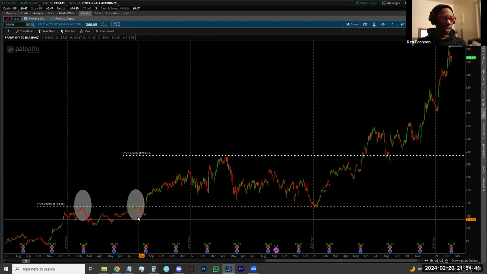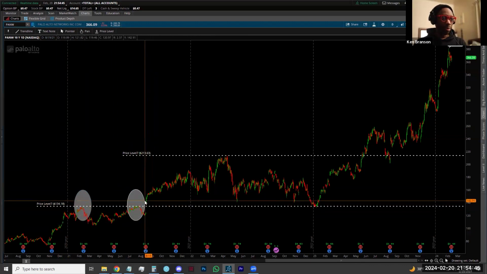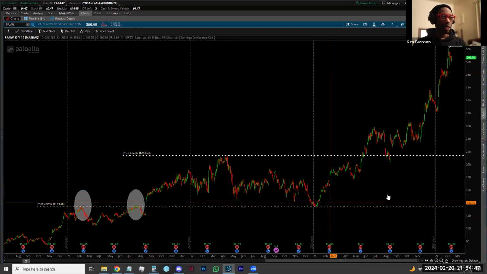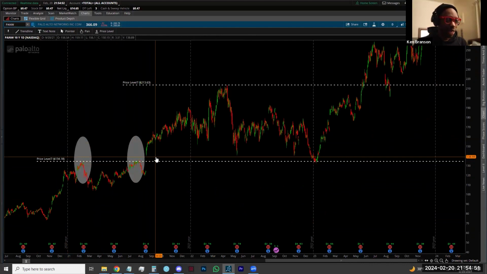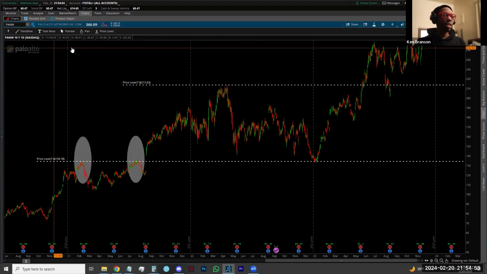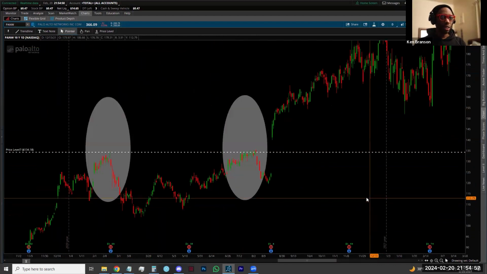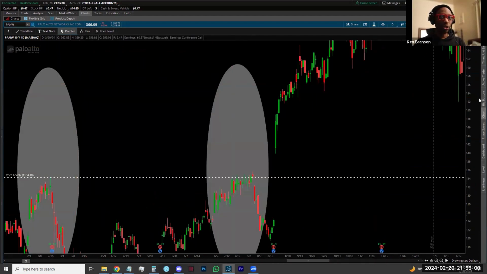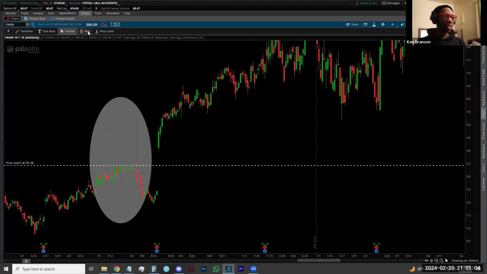And look what price did the next day. Earnings made it gap up. It gapped up above this. What was resistance is now, when it comes back down to it, support. In addition to that, let's look at this gap that was created. We now have a buyer's gap.